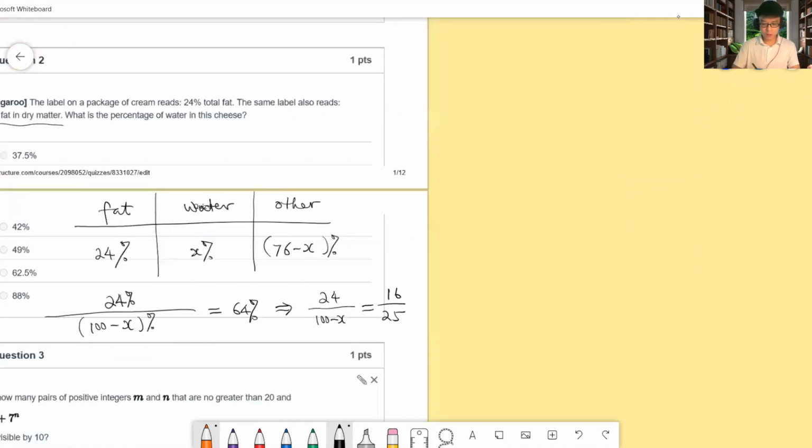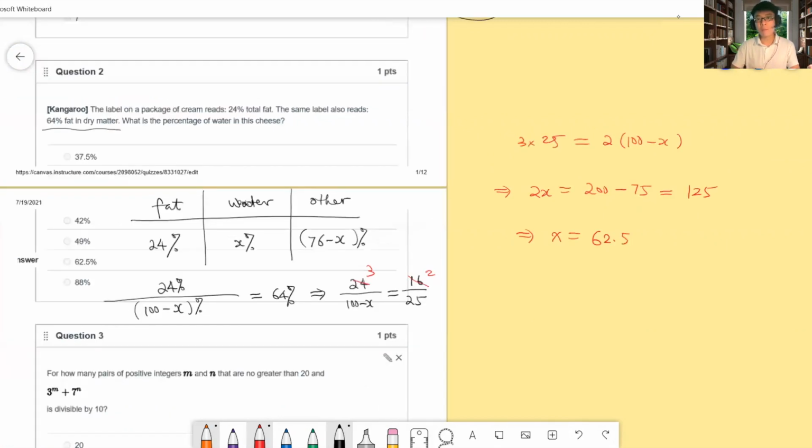And now we can solve it because we can divide by 8 on both sides. This is 2, this is 3. Now we have 3 times 25 cross multiplication equals 2 times 100 minus x. In other words, we have 2x equals 200 minus 75, which is 125. So x equals 62.5. So water takes 62.5%.